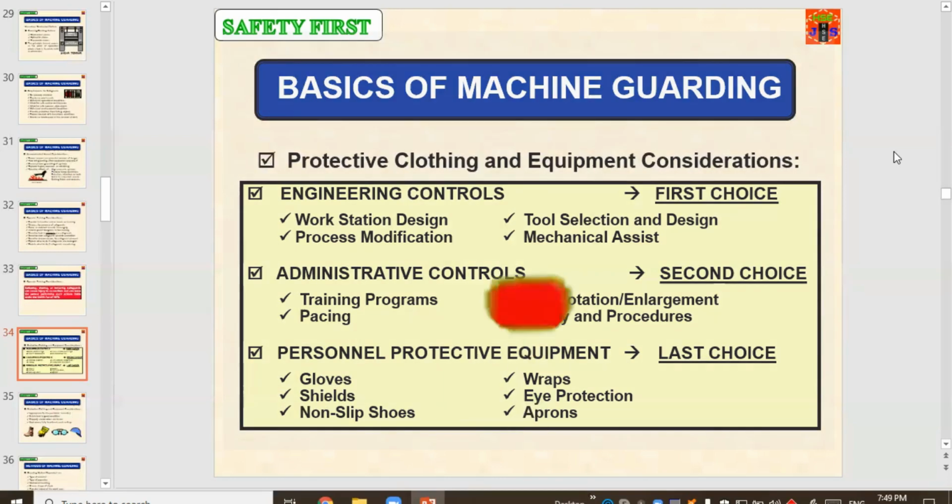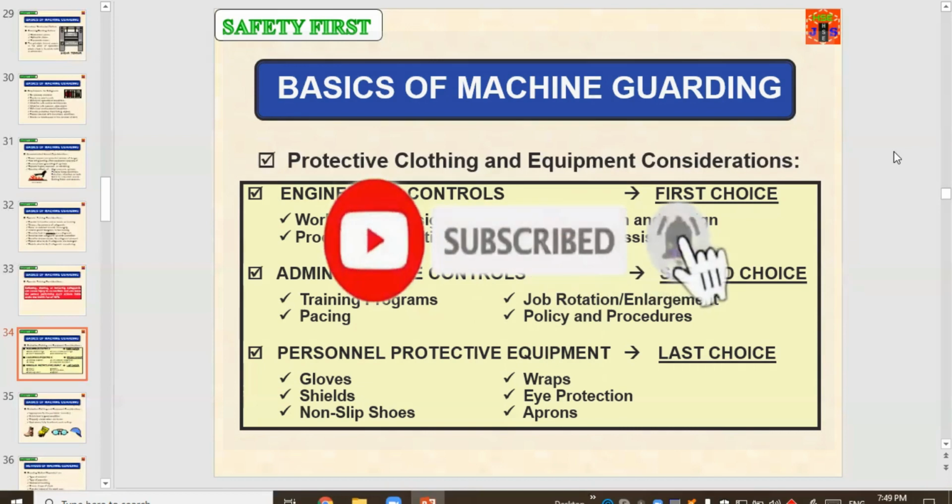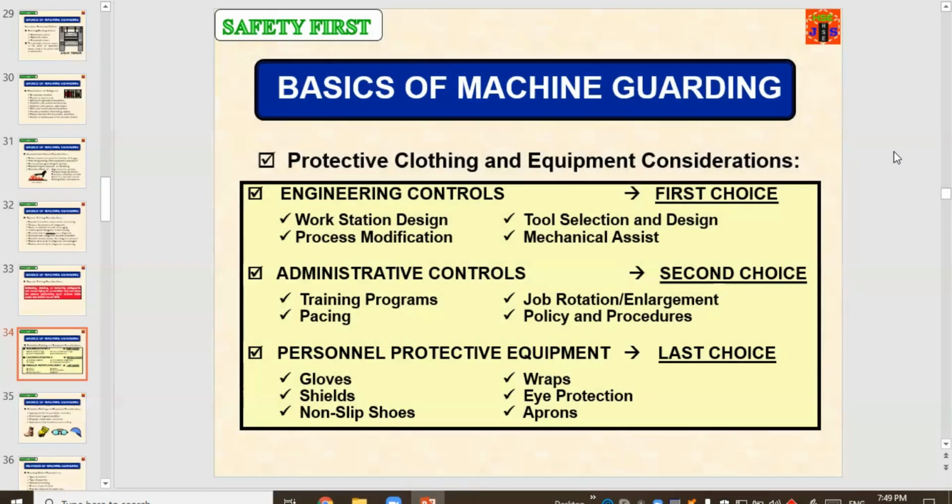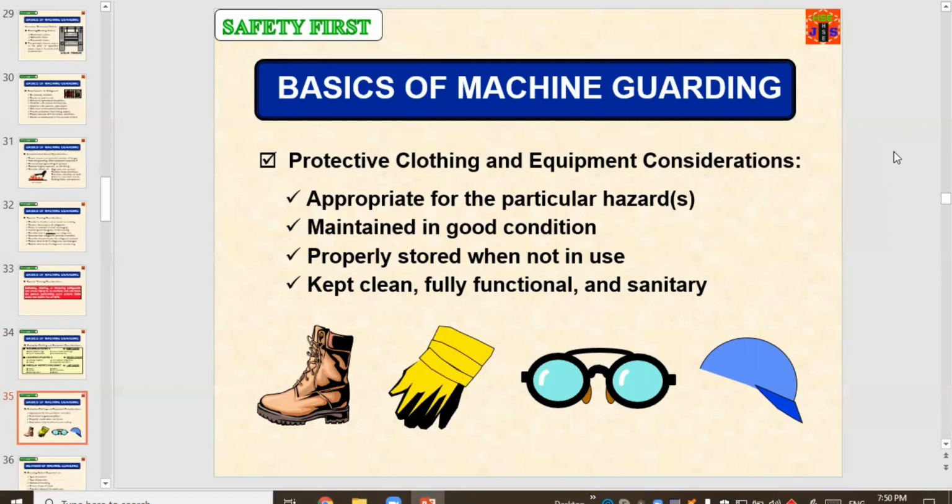Personal protective equipment may include gloves, shields, non-slip shoes, wraps, eye protection, and aprons. But remember, this will be the last choice. This will be the last resort. While selecting personal protective equipment, you have to remember it must be appropriate for the particular hazard. It must be maintained in good condition. It must be properly stored when not in use. Keep it clean, fully functional, and sanitary.